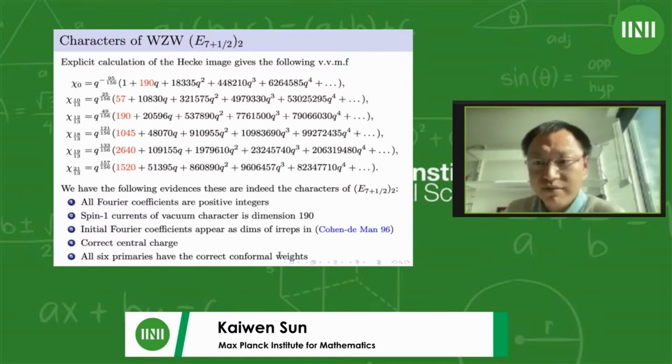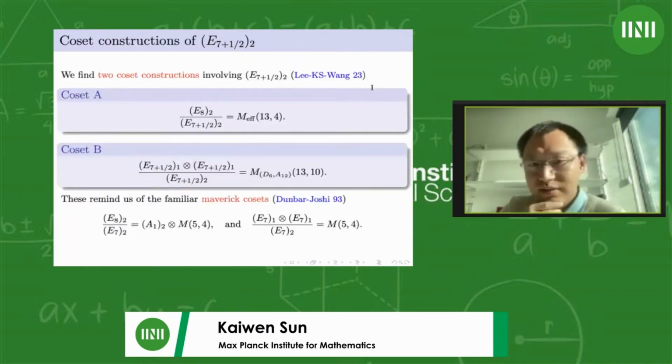If you assume the previous central charge and conformal weight formulas for the Wess-Zumino-Witten model still hold. So this is a very good bonus for us from studying these Hecke operators. And this year we continued the study of E7.5, and we even found some coset constructions of E7.5 at level 2.